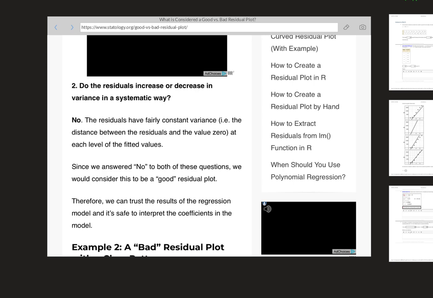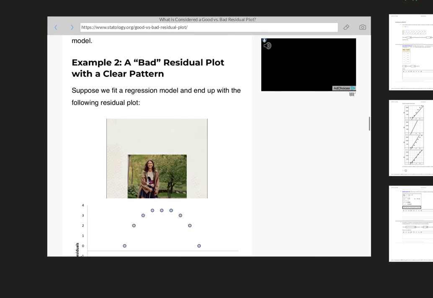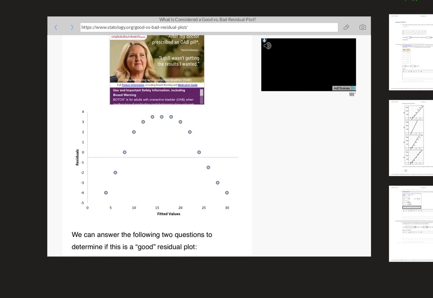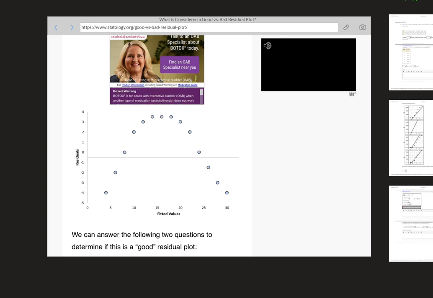So let's check out a bad one, where there'll be a clear pattern. I mean, it's very clear right away. There's zero, and then the pattern is, it's this far away, this far away, this far away. You can see that there is this curvature, right? So that is going to be a bad line of best fit.